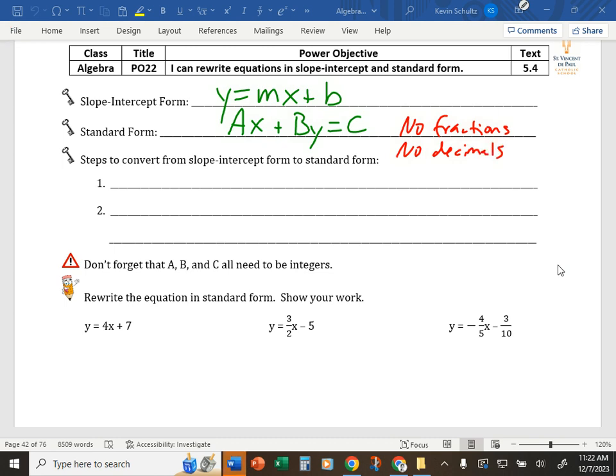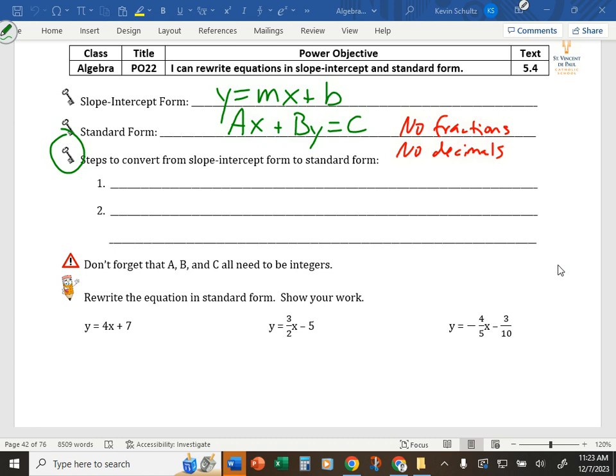A, B, and C must all be integers. They can be positive, they can be negative, but no fractions and no decimals, which is kind of a problem going from slope-intercept form, because in slope-intercept form, you often have a fraction. Slope is often written in fraction form. So one of the keys to going from slope-intercept form to standard form is eliminating that fraction. That's actually the first step. This can go on a help sheet. It's a key point here. I recommend you put it there.